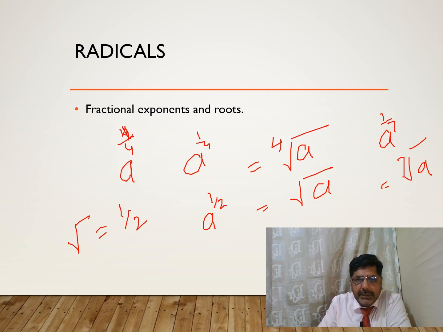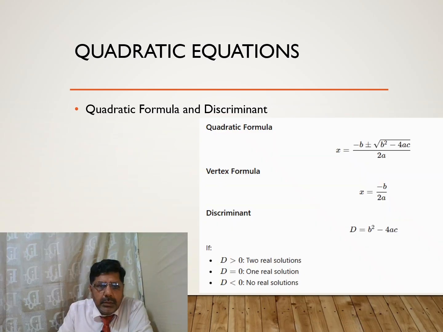These are called radicals. Now, the most important topics of SAT mathematics are the quadratic equation and the discriminant. Quadratic equations are another major SAT topic. The quadratic formula allows us to find solutions for any quadratic equation.